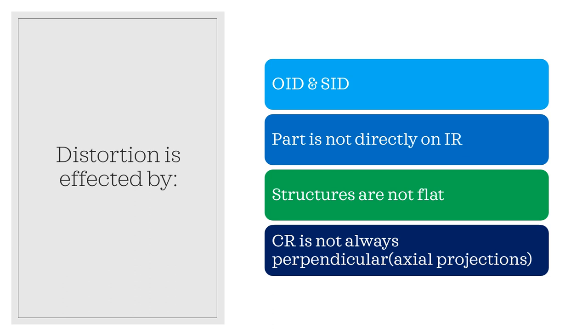Part is not directly on the IR. Bones in a body don't sit flat. Structures are not flat. Skin, flesh, angles. CR is not always perpendicular. Axial projections.